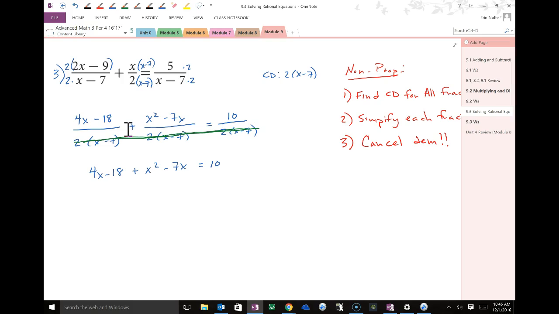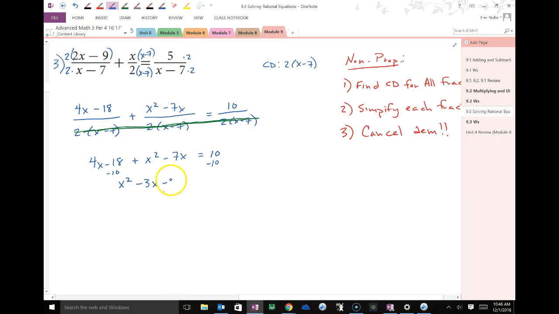Okay, right now I have a quadratic. What do I do next? Set it equal to 0. So I'm going to pull it to the left side. So I have x squared. Let's see, what's my x going to be? I have 4x minus 7x, minus 3x. And I'll subtract this 10 over. So my constant is going to be negative 28.